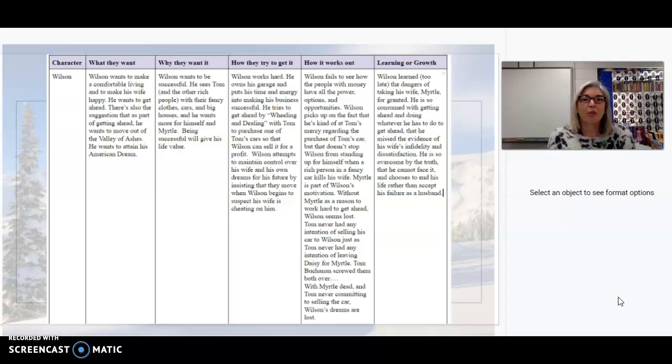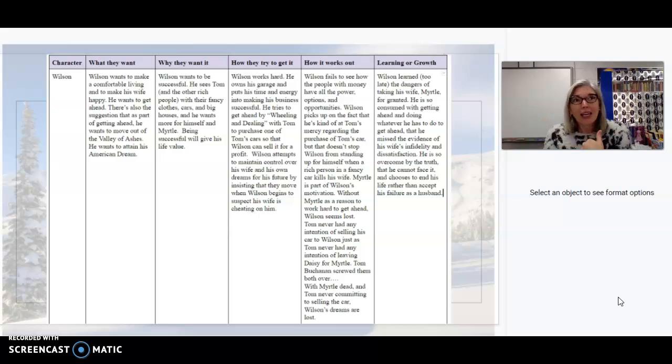What does he want? Remember, I said he wanted to make a comfortable living and make his wife happy. He wants to get ahead, the traditional American dream. Wants to get out of the Valley of Ashes. Why does he want it? Because he wants to be successful. He sees those other rich people like Tom with their fancy clothes and their cars and their money, and he wants that for himself and for Myrtle.